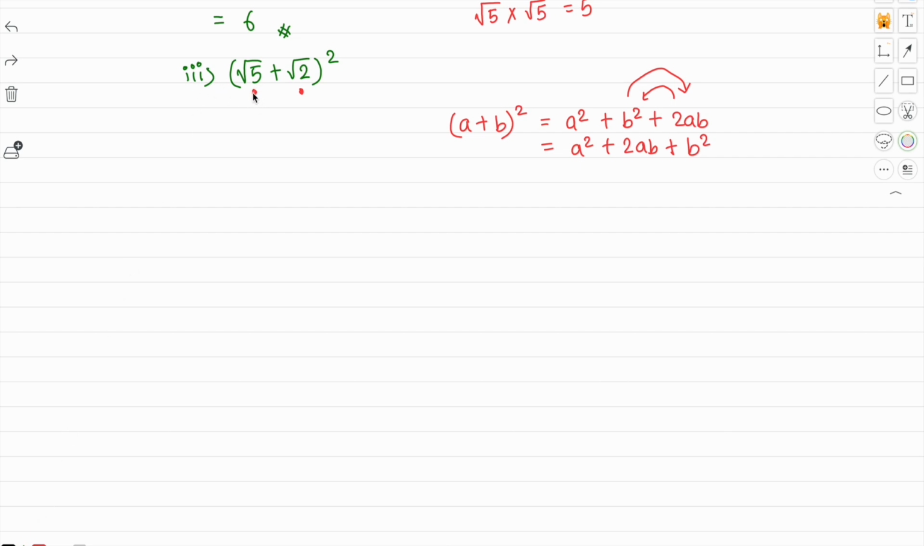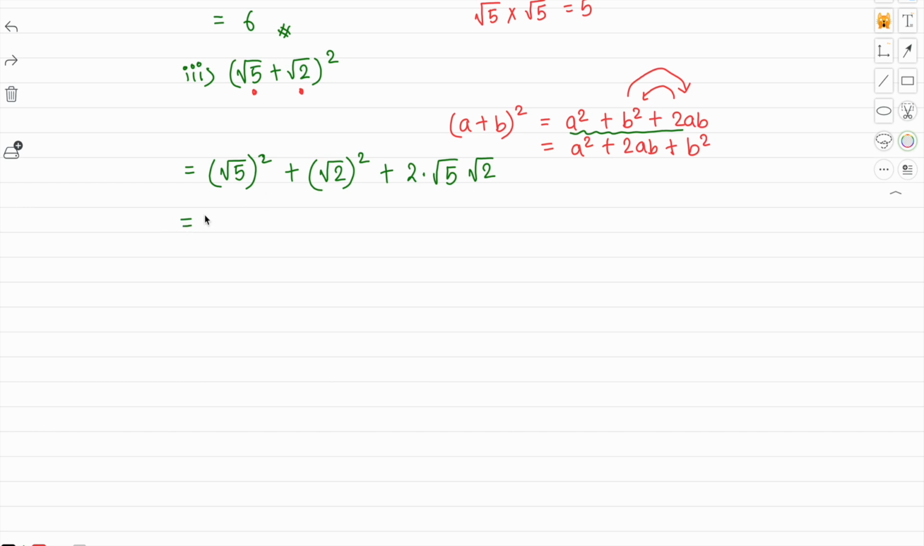So we have our a over here as √5 and our b as √2. So our a² + b² + 2ab is going to be, our a² is going to be (√5) whole square, right? Our a is √5. And then plus, we have our plus over here, right? Our b² is going to be, our b is √2. So it's going to be (√2) whole square plus, and then we have our 2ab, right? Our 2ab is going to be 2 times our a, which is √5, our b is √2, right? Let's just write that down.